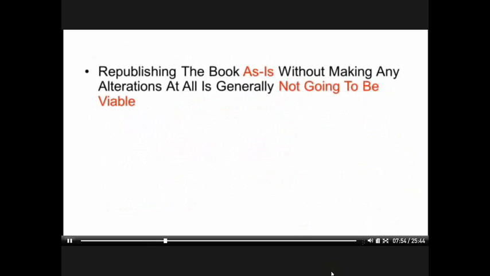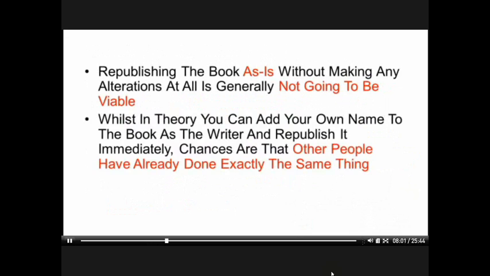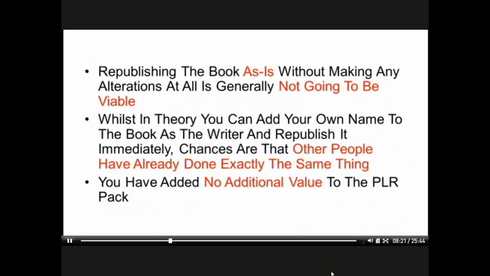As one example, it is very common to pick up PLR ebooks, which you can use in a wide variety of ways. One option is to take the book that you have just obtained before republishing it as is without making any alterations at all. This approach is generally not going to be particularly viable, however, because whilst in theory you can add your own name to the book as the writer and republish it immediately, the chances are that other people have already done exactly the same thing, probably many times over.